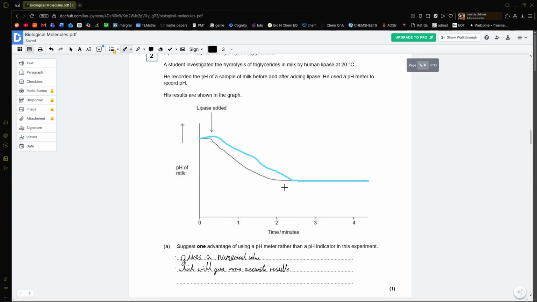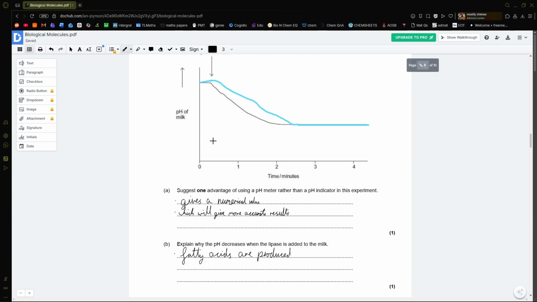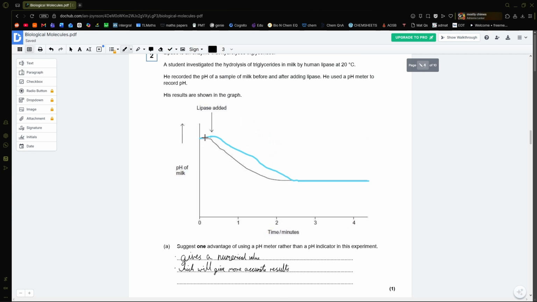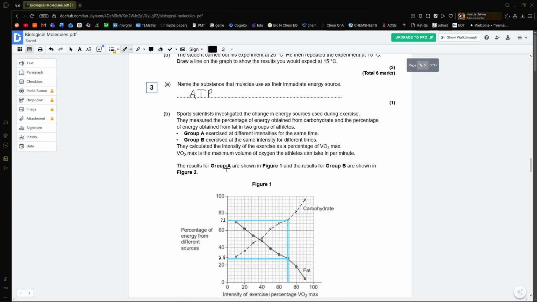So the original line is at 20, and they want us to draw a line that is at 15. It starts at the same point, then it goes slower, so it's above the curve of the original one. It takes longer because it's at a lower temperature, and then eventually it plateaus at the same point but further along, because the rate of reaction is slower as the temperature is lower. That rhymed. Anyways, so you've got that. I hope that makes sense.